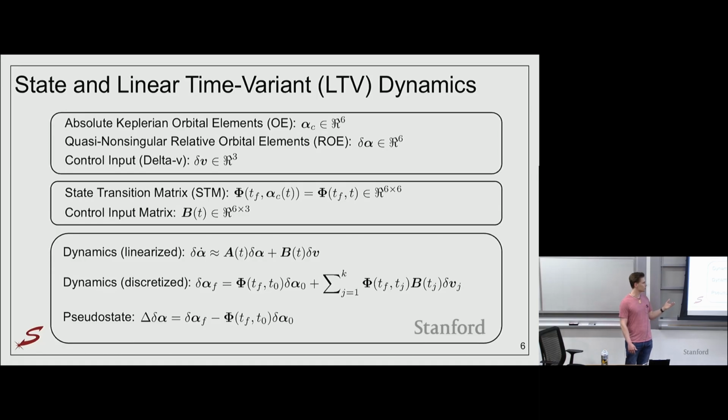What we can do for simplicity is group the invariants of the control problem into a quantity known as the pseudostate, which is going to be given as delta delta V. And that's taken as the difference between the final desired state at the end of the control window and the initial state propagated across the control window. Nothing that we do with control will ever change these parameters, so we're just going to group them together.